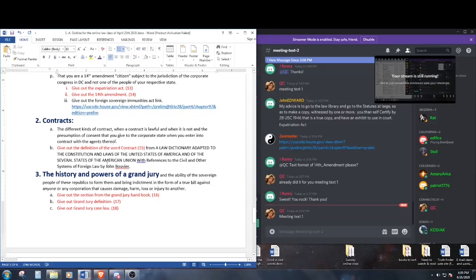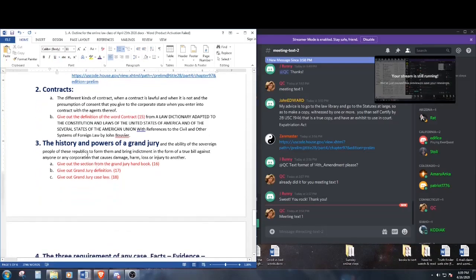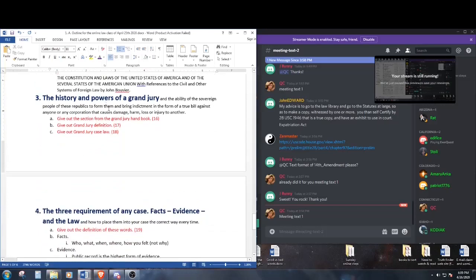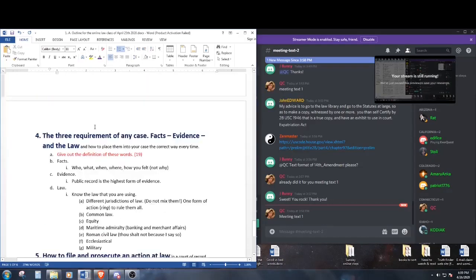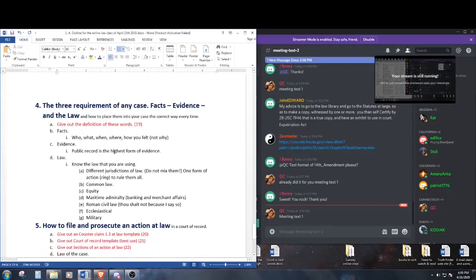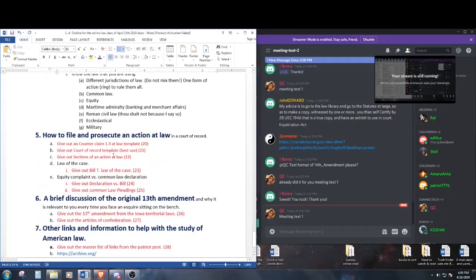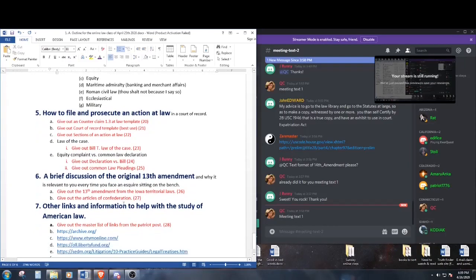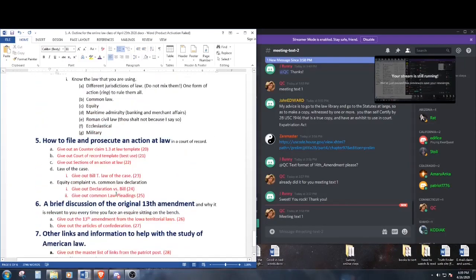So that's contracts. So we'll skip on down to section 3. I'll cover the grand jury stuff, and I'll go into the grand jury powers a bit. And then section 4 will be facts, evidence, and the law, the things which you need to place into a court case every time. And then 5 will be how to prosecute an action at law, which will be the vast majority of time taken up for the rest of the day. And then I'll cover the 13th Amendment a little bit, and then there are some last links.